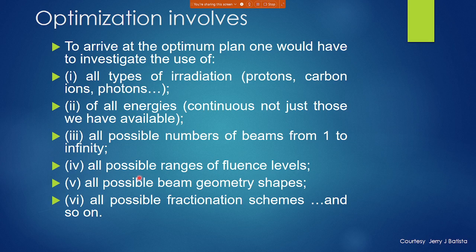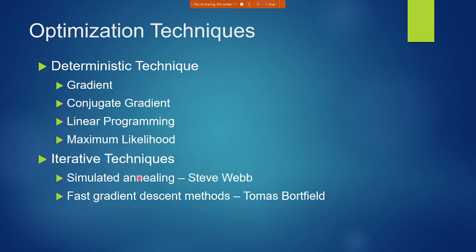We almost have come there. I will tell you why I say that. And all possible ranges of fluence levels, and all possible beam geometry and shapes, all possible fractionation schemes, and so on. So, how do you arrive at this?